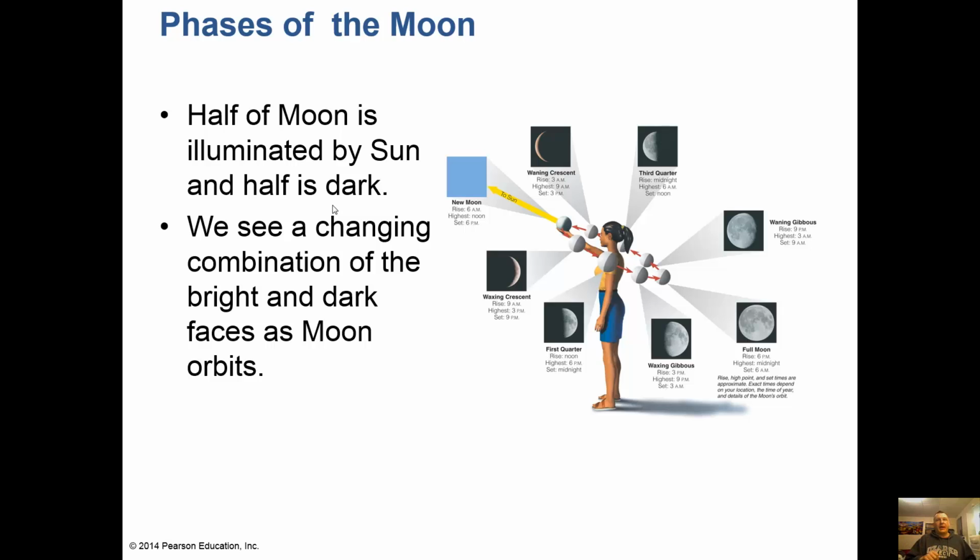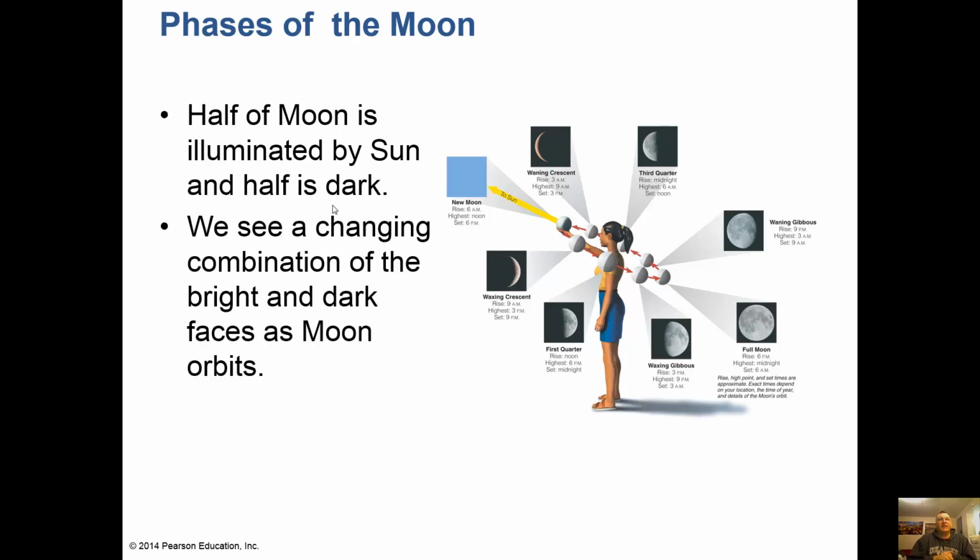We go through 4 main phases and 4 secondary phases. So the first one after new moon is, of course, first quarter moon. And the first quarter moon rises at noon and sets at midnight. Full moon rises at 6 p.m. It's seen all night long, sets in the morning at 6 a.m. And then third quarter moon, where the left side is lit up, rises at midnight, sets at noon. If you're going to class or going to work early in the morning and you see the moon out, it's probably going to be a third quarter moon.